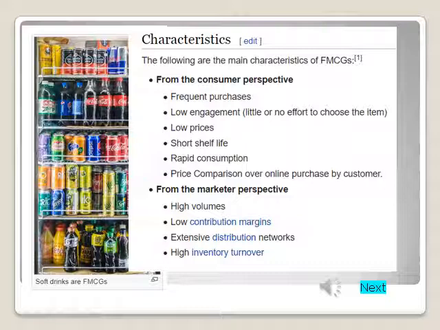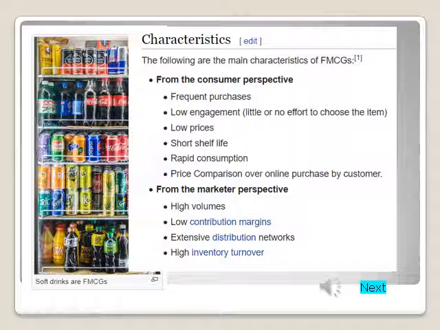FMCG stands for fast moving consumer goods. And from the perspective of the consumer, there are frequent purchases, low engagement, low prices, short shelf life, rapid consumption, and price comparison over online purchase by customers. These are the characteristics of FMCG.